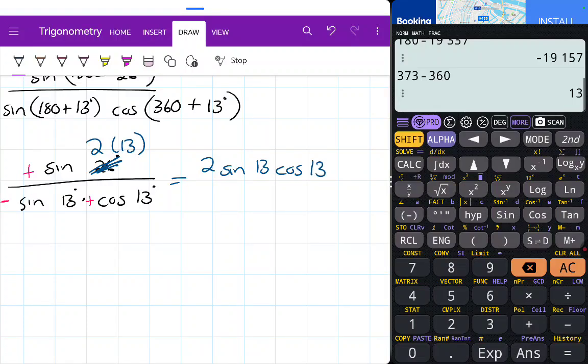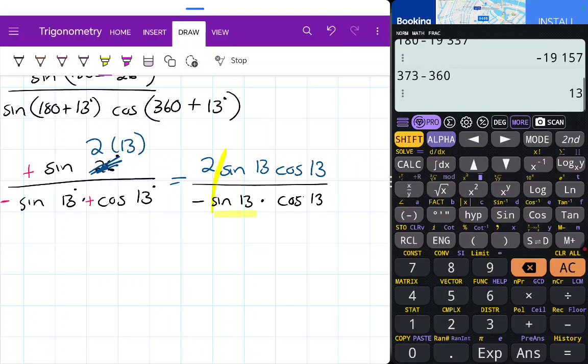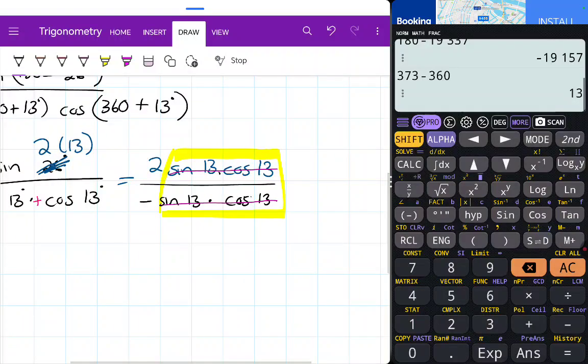And then the denominator stays the same. I've got negative sine 13 times cos of 13. Now look at this. This is identical. And the relationship between all of them is multiplication. That means I can cancel. Sine 13 cos 13 cancels with sine 13 cos 13. What's left? 2 over minus 1. In other words, my answer to this question is negative 2.